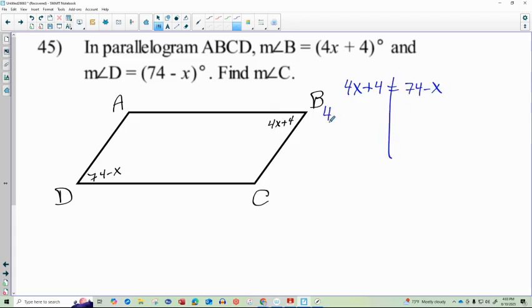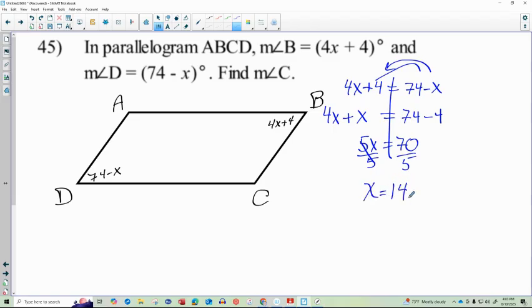I'm going to bring my x's to one side. The 4x stays, so it doesn't change. The negative x travels, becomes positive x. My 74 comes down, doesn't change because it doesn't move, but that positive 4 is going to move over here, becomes negative 4. 4x plus 1x is 5x. 74 minus 4 is 70. I'm going to divide by 5. Divide by 5, x is equal, it goes into 70 14 times. So x is equal to 14.